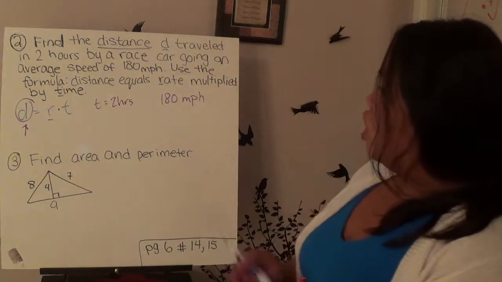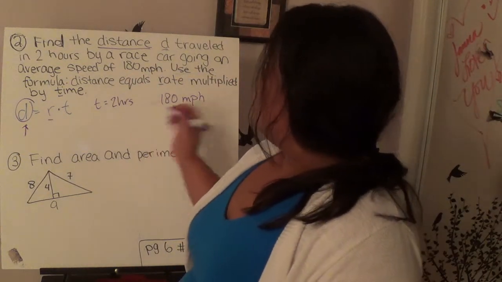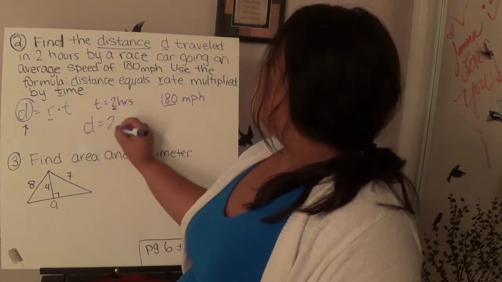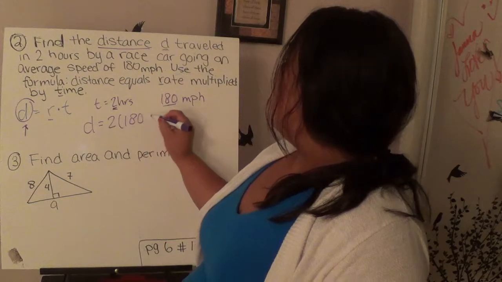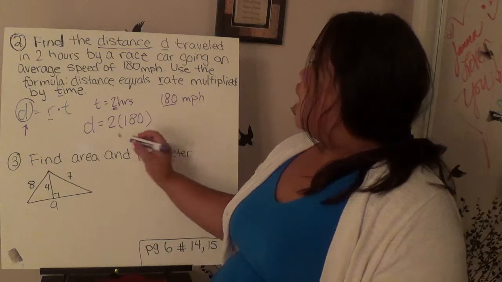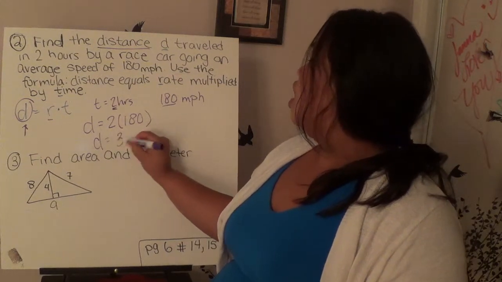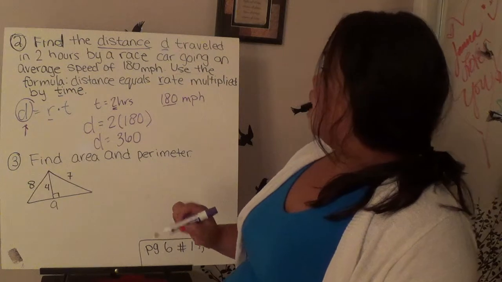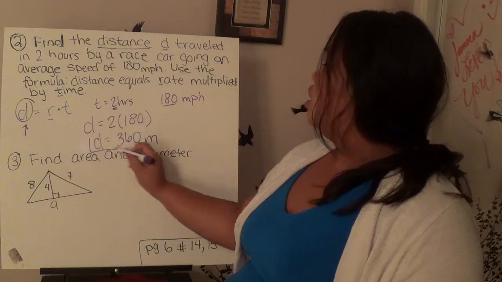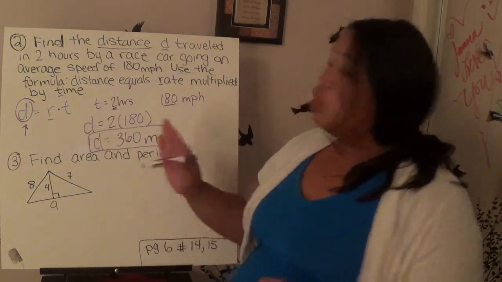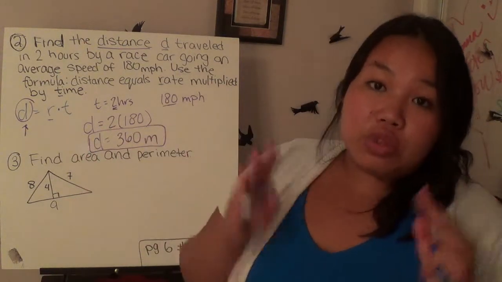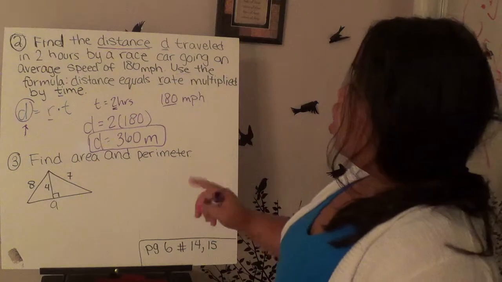Okay? So what I'm going to do is plug these in, 2 and 180. So d equals 2 times 180 miles per hour. And that gives me d equals 360 miles, because the distance is in miles. Story problems need to be labeled. So I can't just write 360. I have to write 360 miles. So please make sure to write that down.